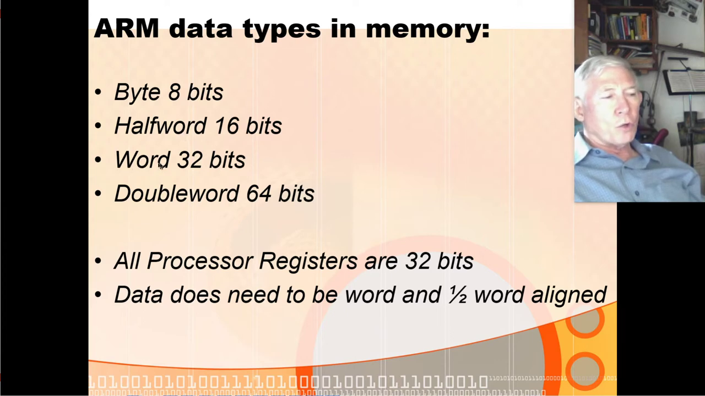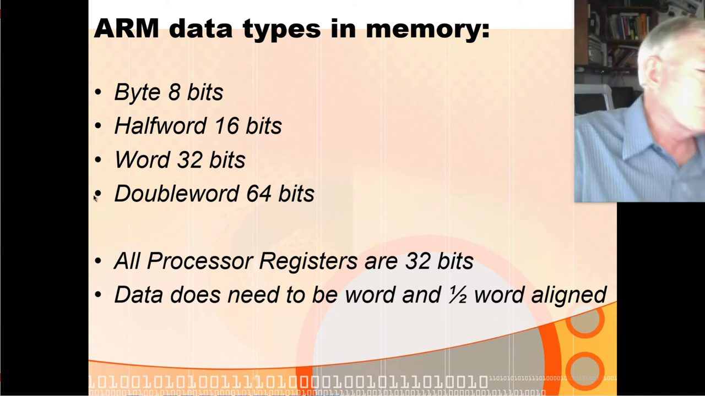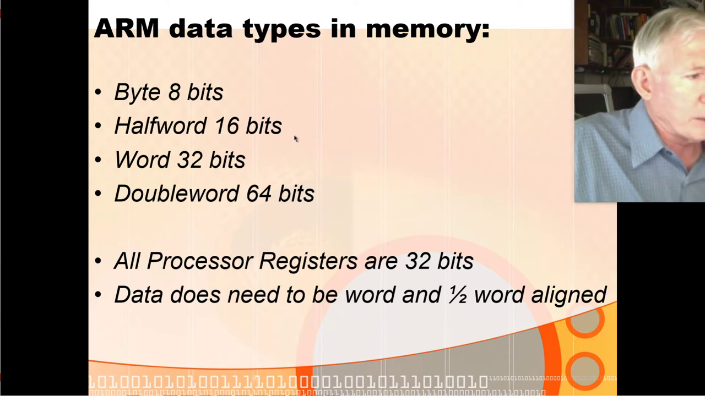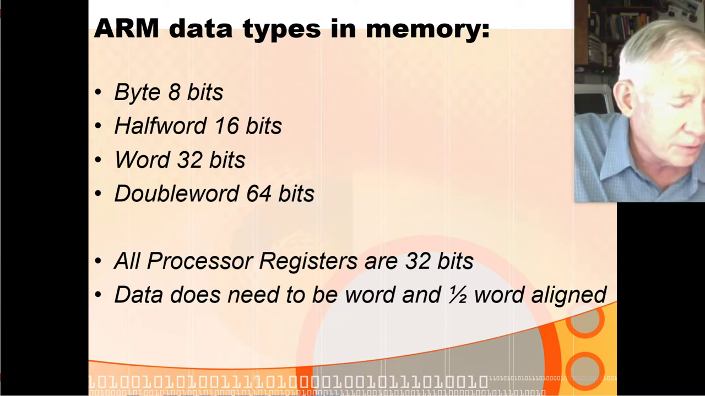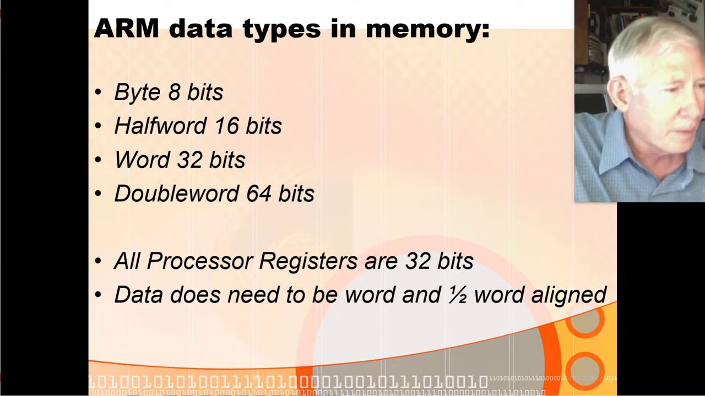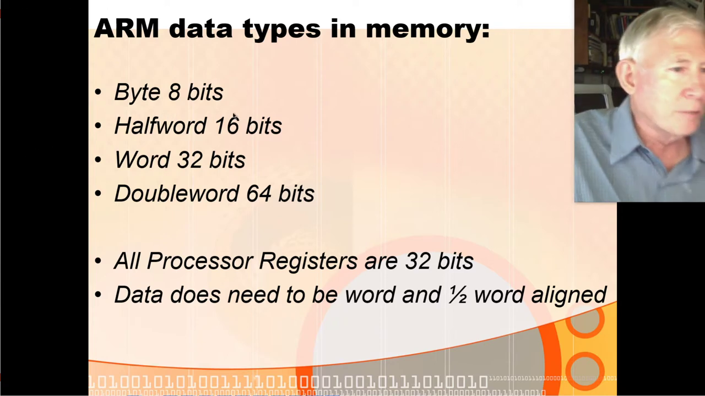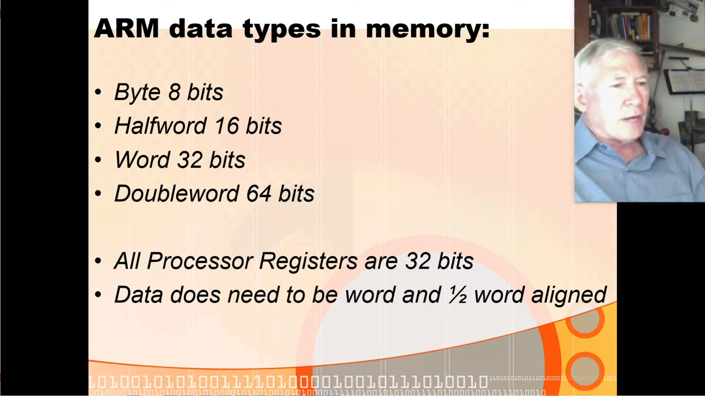All the word 32-bit references and all the half word references have to be correctly byte aligned. And what that means is, the words have to start on location 0, 4, 8, and C, whereas the half words have to start on even locations, like 0, 2, 4, 6, 8, A, C, E. But byte references can start on any address number. There's no alignment to those because every address is a byte.